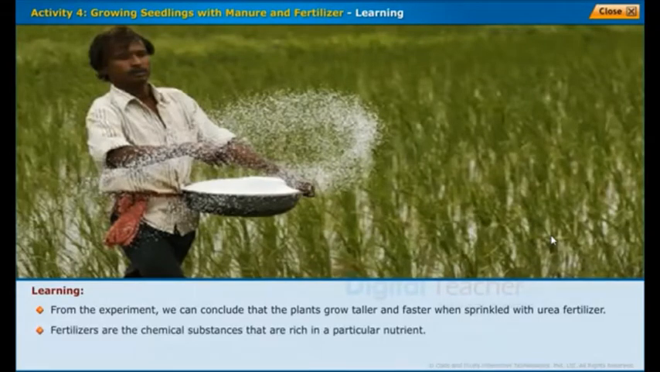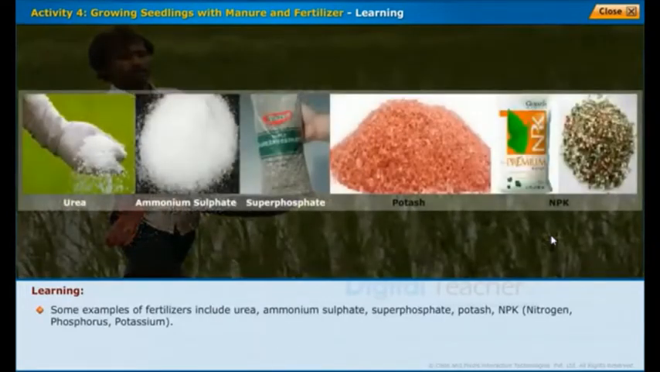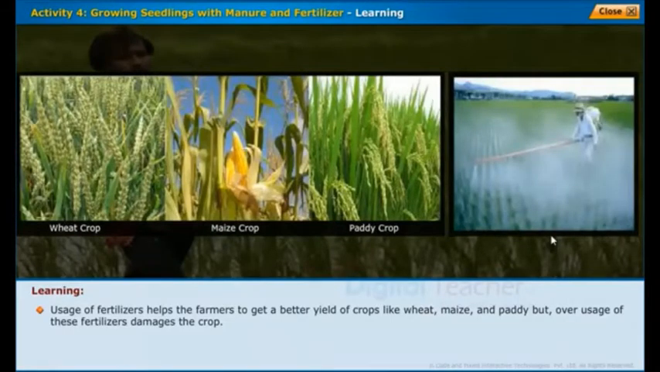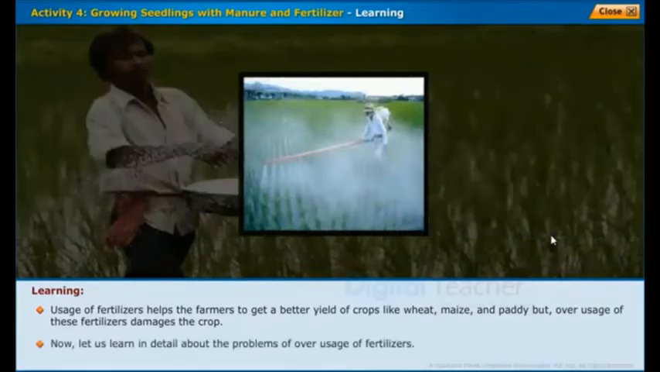Fertilizers are the chemical substances that are rich in a particular nutrient. Some examples of fertilizers include urea, ammonium sulfate, superphosphate, potash, and NPK: nitrogen, phosphorus, potassium. Usage of fertilizers helps the farmers to get a better yield of crops like wheat, maize and paddy. But overusage of these fertilizers damages the crop. Now let us learn in detail about the problems of overusage of fertilizers.